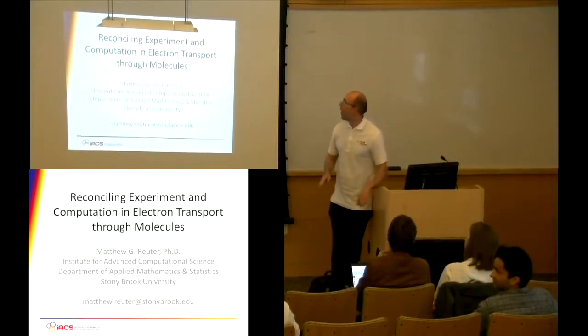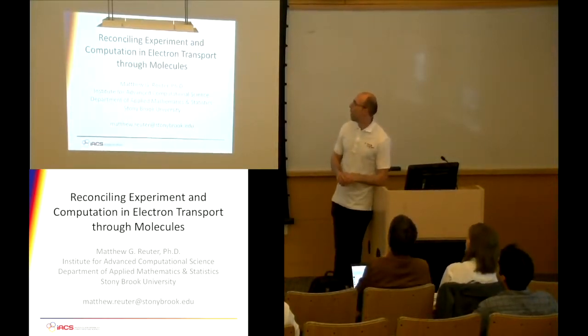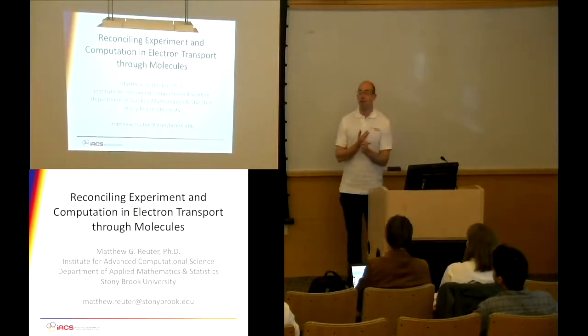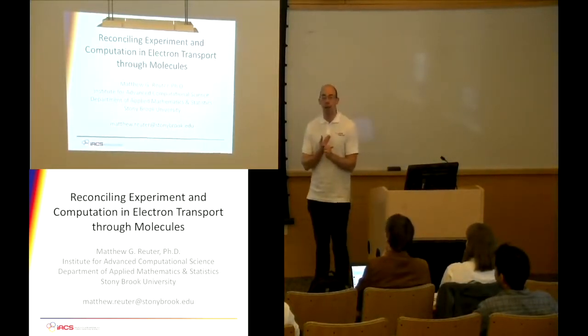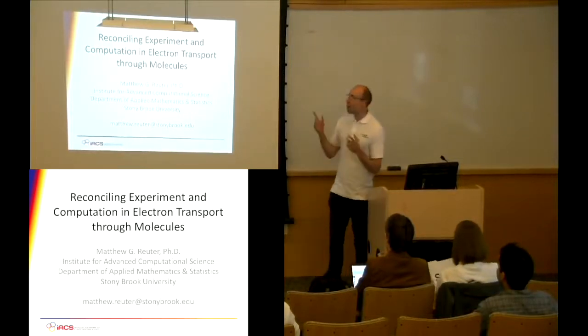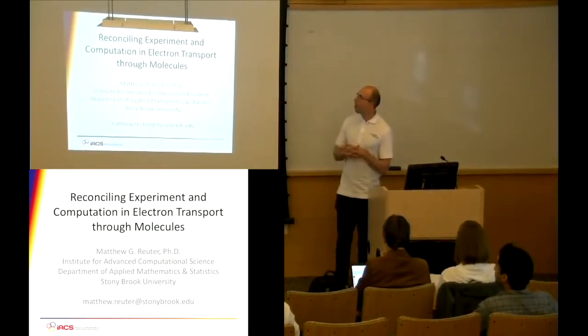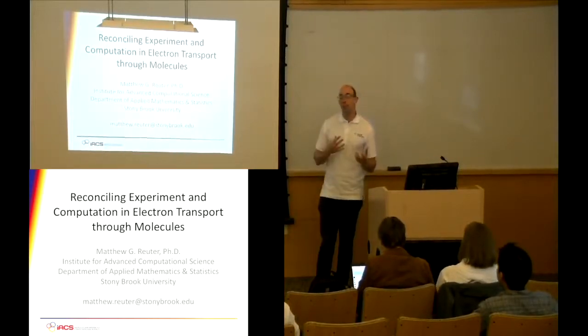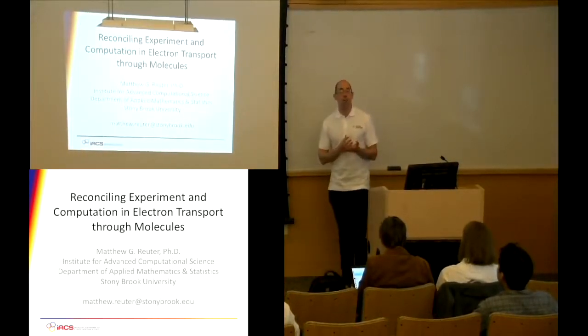There's no more food. Anyway, my name is Matt Reuter. I'm here in IACS. I'm also in the Department of Applied Math and Statistics, but don't let that fool you. I'm a physical chemist by training. And so what I'm going to tell you a little bit today are some results ongoing in my research group about reconciling experiment and computation in electron transport studies through molecules.